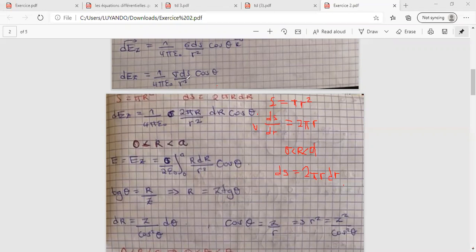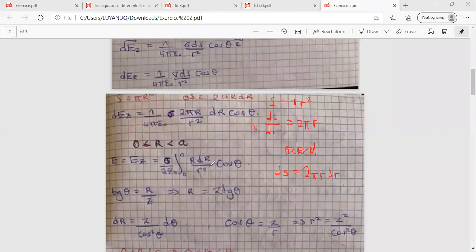So where there is my ds, I'm going to add what I have. My constant, ds is 2 pi R dr times cos theta, which is what I have here. So for 0 less than r less than a, I'm going to have my constant over 2 epsilon 0, which are my constants, integral from 0 to a of r dr over r squared cos theta, which is what I'm going to have here.